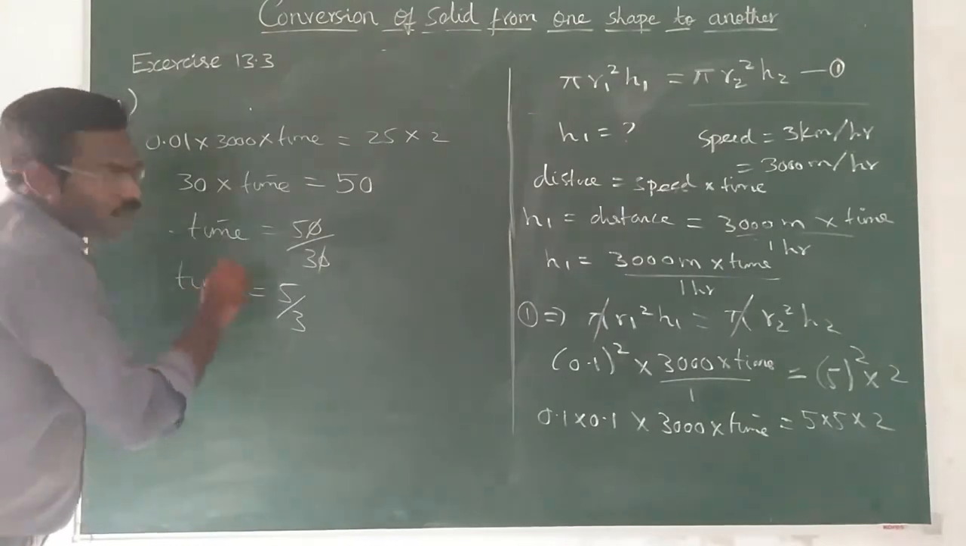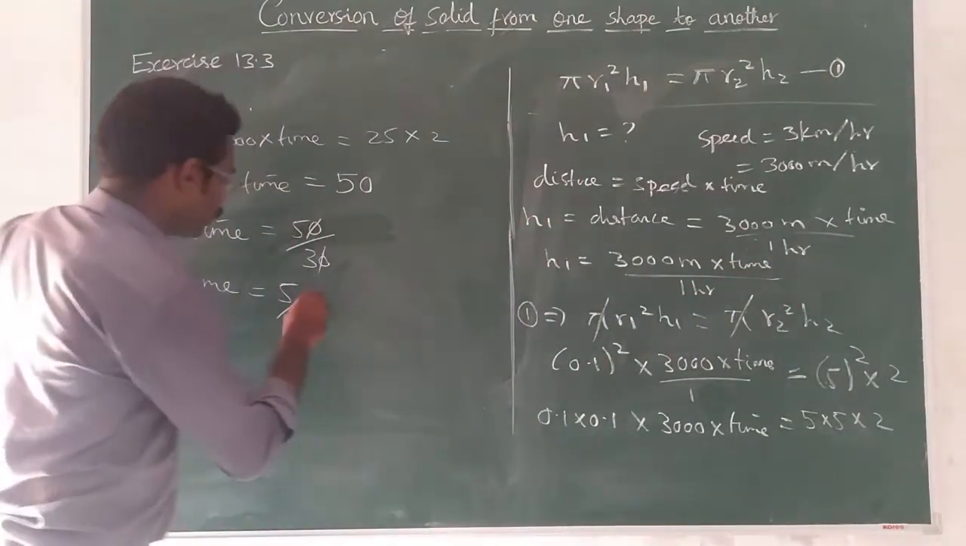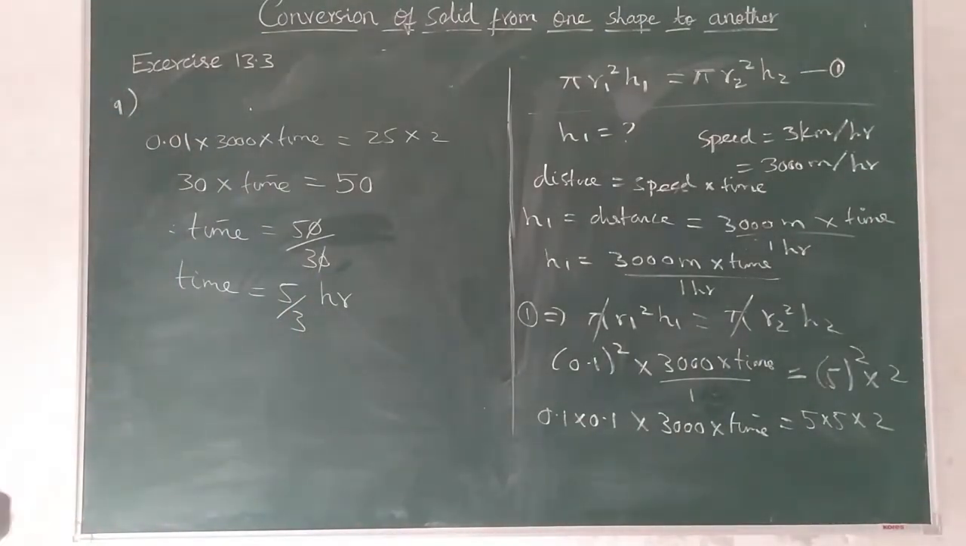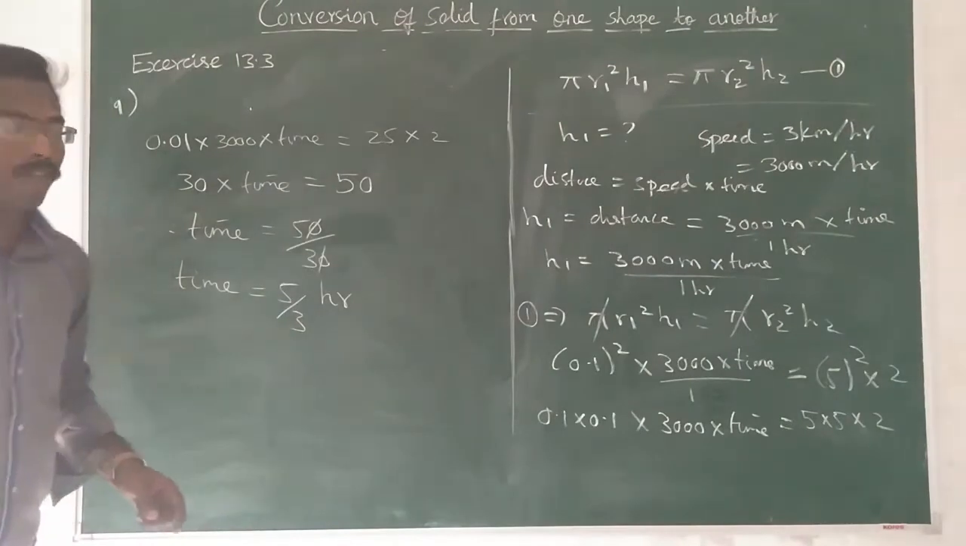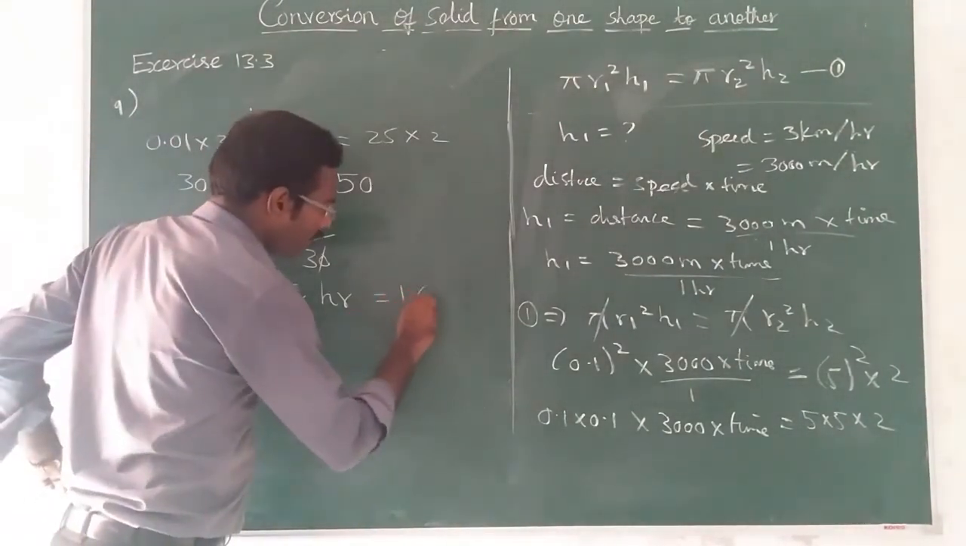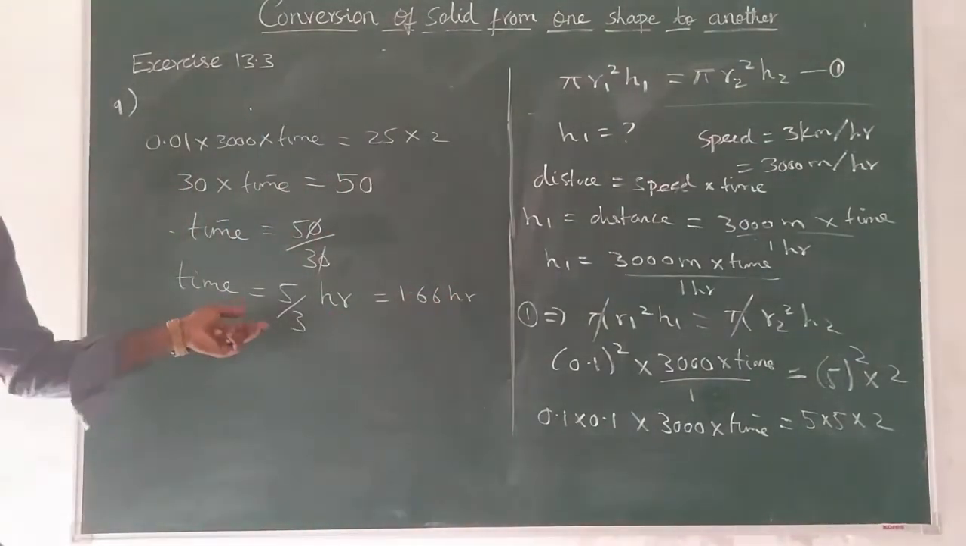Time. Now we write the unit. What was the unit for time? Hour, isn't it? So 5 by 3 hour. That is the answer. 5 by 3 or otherwise 1.66 hour. This is not nice, isn't it? 5 by 3 hour, what is that?